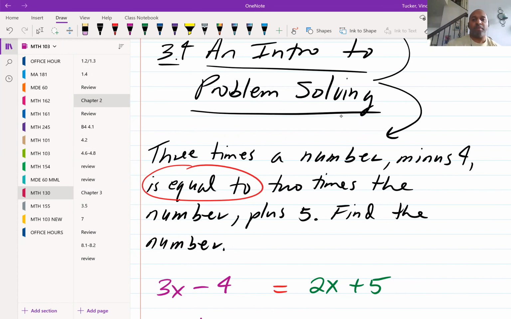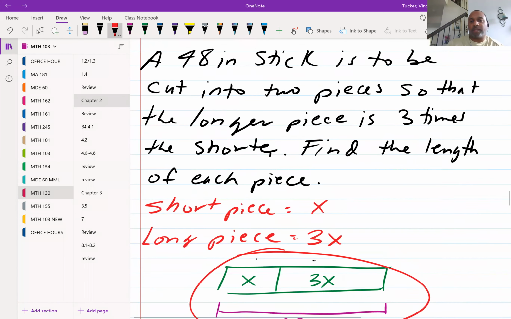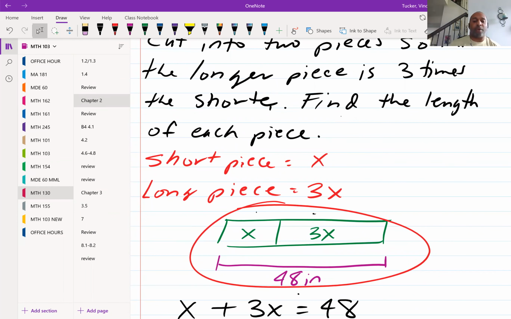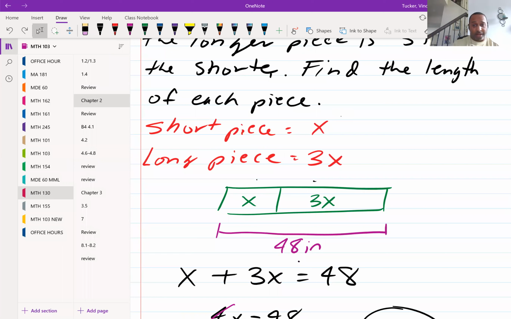All right. So if that's the case, now if we let this diagram represent our board, let the green represent the stick. We have a short piece and a longer piece. The short piece is x, the longer piece is 3x, but altogether the stick is 48 inches. So the equation that we can create from that diagram is that x plus 3x is equal to 48. The shorter piece plus the longer piece is equal to 48 inches.